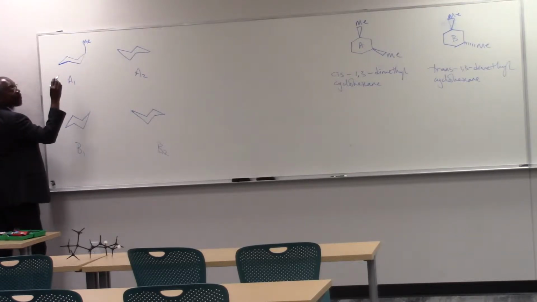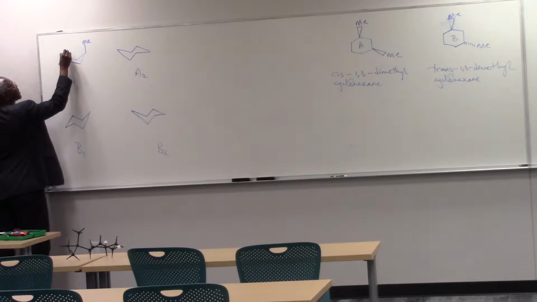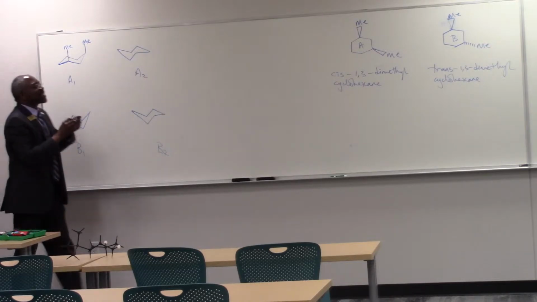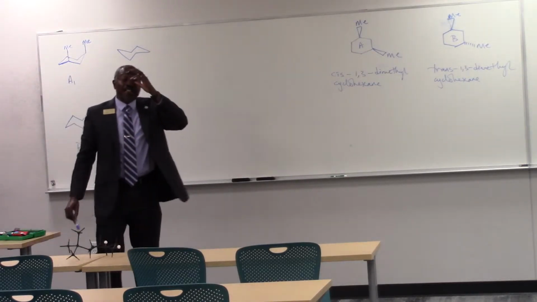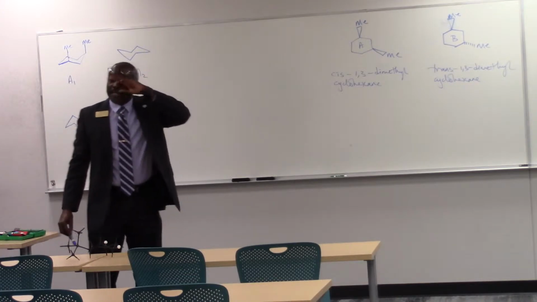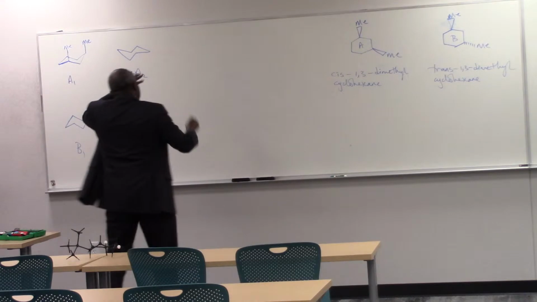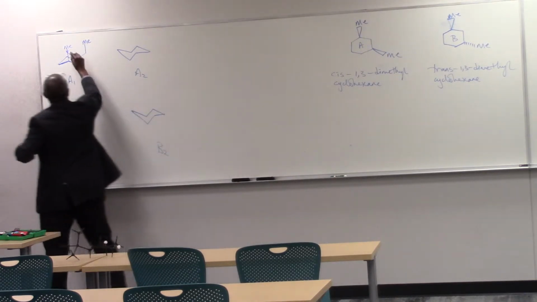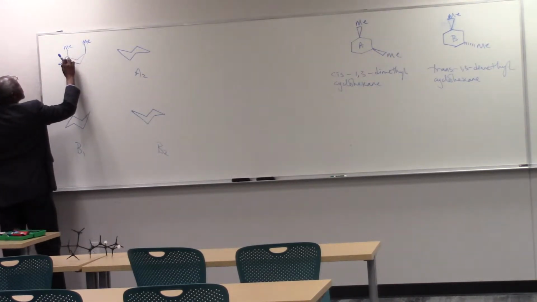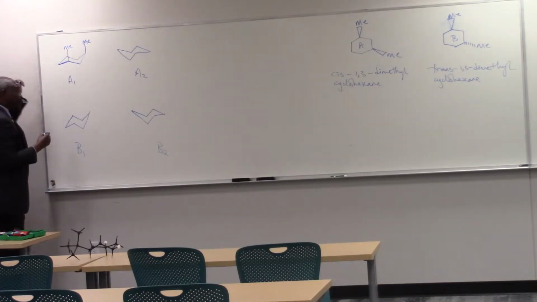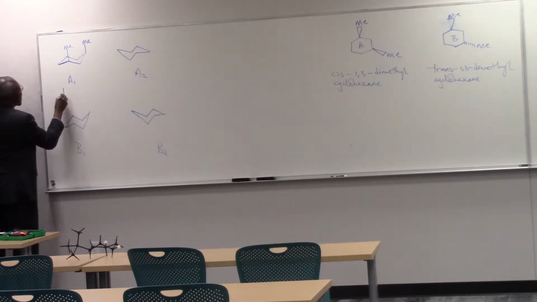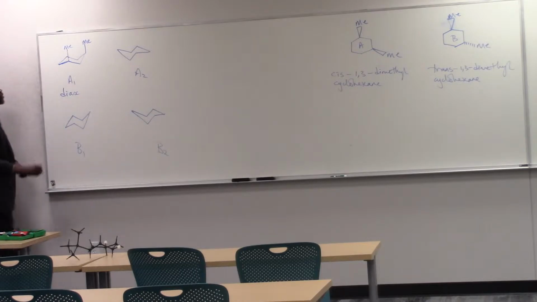Now, what I do know is that it's cis, so the other methyl must be pointing up. What cis means, cis has nothing to do with axial and equatorial. Cis just means that you're on the same side of the molecule. So if the two methyls are cis to each other, they must both be pointing up, which means A1 is diaxial. My two methyl groups are axial to each other.